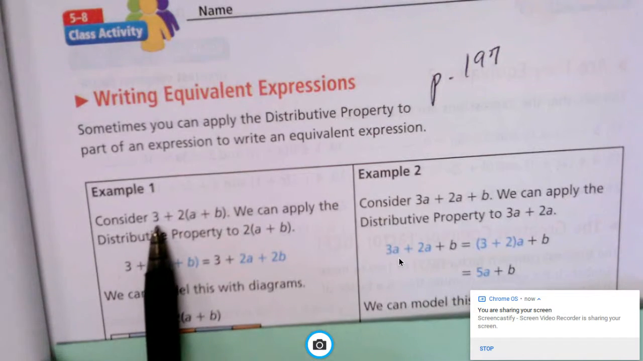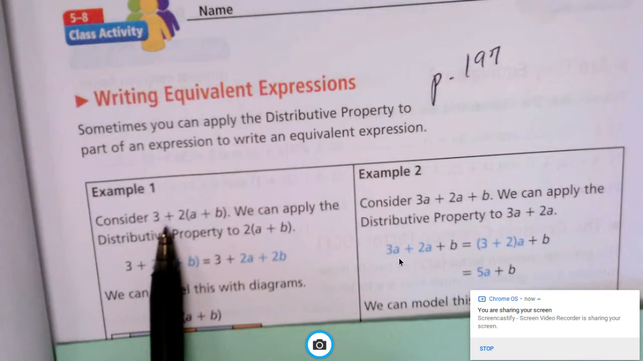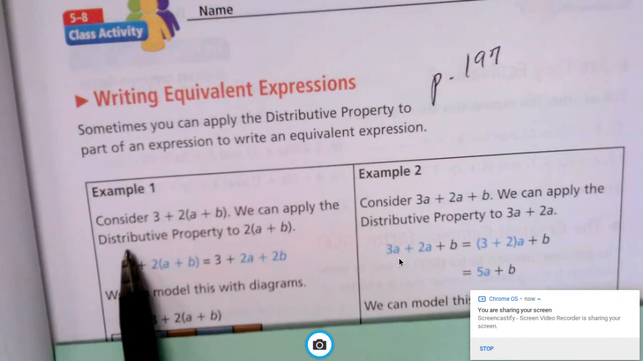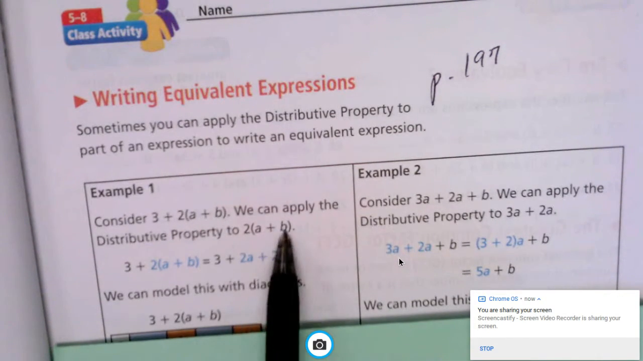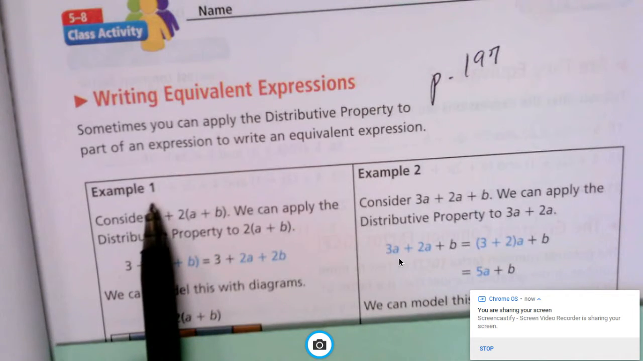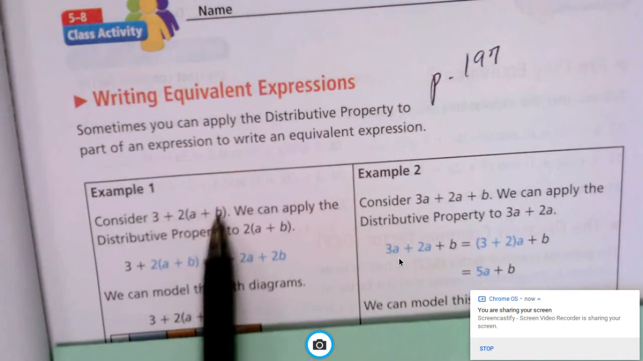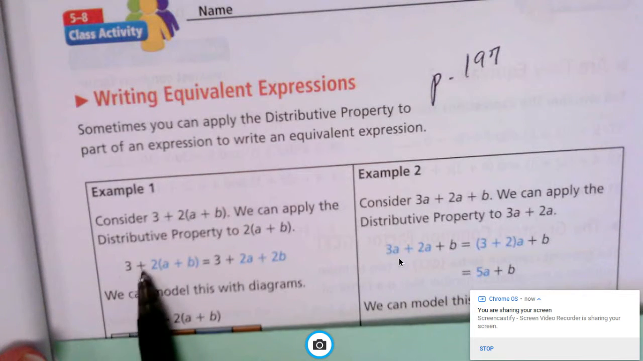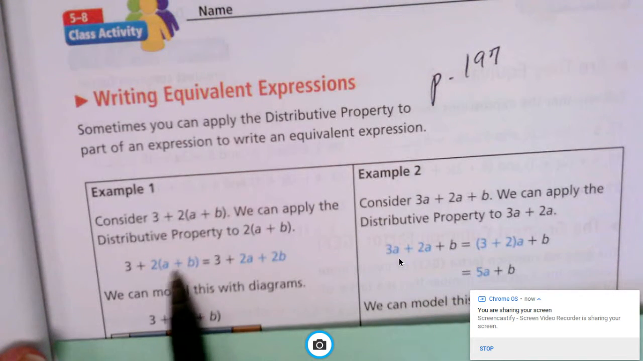Example 1 says to consider 3 plus 2 times (a plus b). We can apply this distributive property to 2, a, and b, but just leave the 3 alone, because this is where we can focus. So 3 plus just remains the same. We're just going to focus on this part.